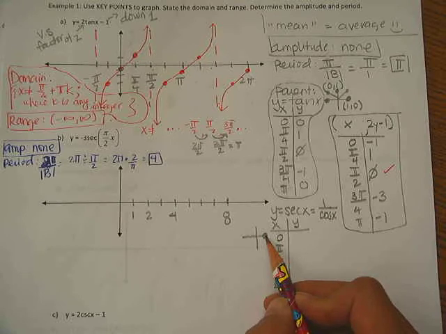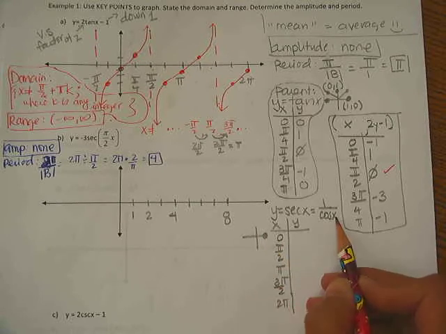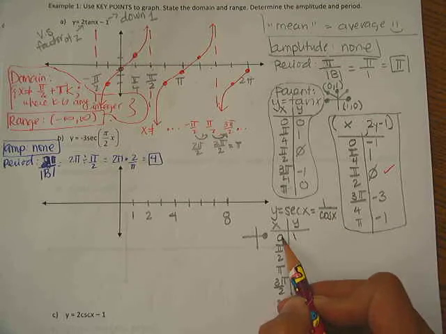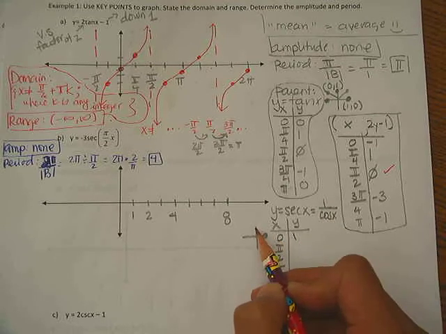When the input is 0, cosine of 0 is 1. 1 divided by 1 is still 1. So secant at 0 is still 1. This one right here.